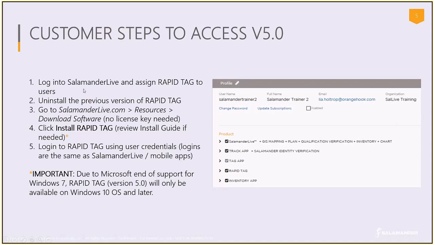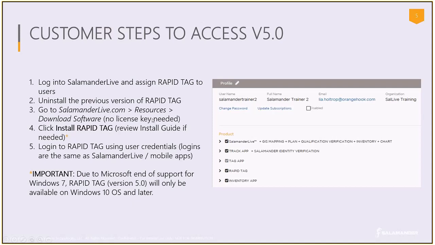Once you do that, and you've got the user assigned, what that user is going to need to do is uninstall the previous version of RapidTag. So you'll want to go onto your computer that you currently have RapidTag installed on and uninstall any prior versions, and then go to salamanderlive.com, hover your mouse cursor under Resources and click Download Software. And then you're going to click Install Rapid.